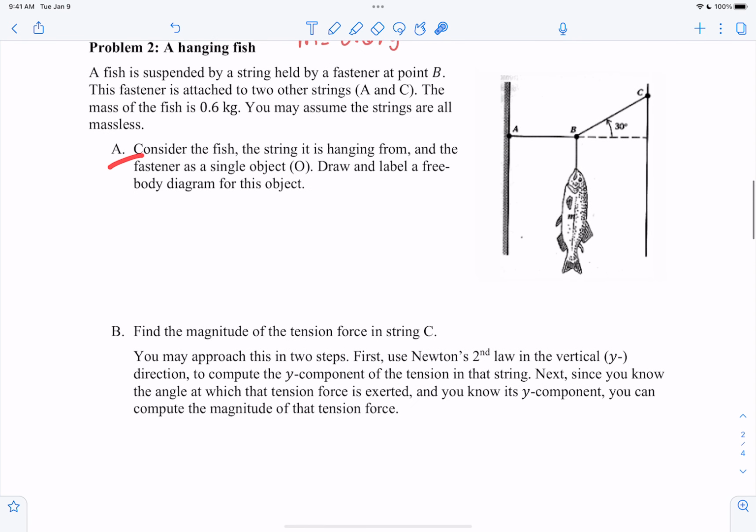So part A says consider the fish, the string it's hanging from, and the fastener as a single object, right? So this whole deal here is a single object. Draw and label a free body diagram for this object.